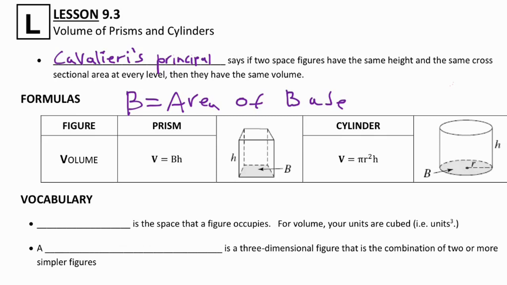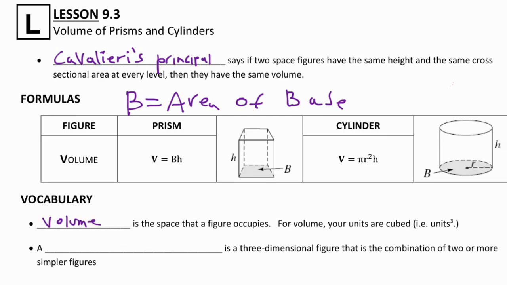And so basically for both prism and cylinder we're doing the same thing. So on a prism we're going to find the area of the base and multiply it times the height. Then for a cylinder we have a circle as the base. So we're going to find the area of the circle, then multiply it times the height. Okay? So now let's go and look at some vocabulary down here.